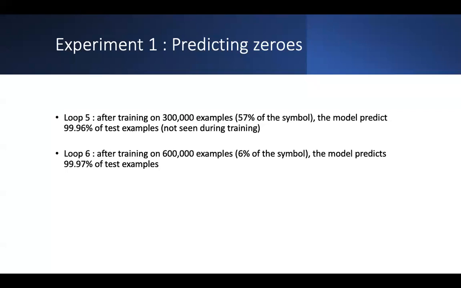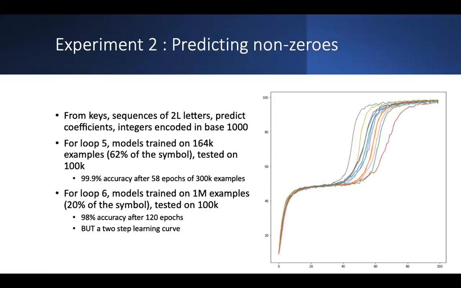The input is the sequence, and the output is 0 or 1. And the sequence, you have 6 letters, so it's very simple. It's already really in sentence form. So the next step is, okay, could you predict the non-zeros? Now that you know the zeros, the hard thing is the non-zeros.